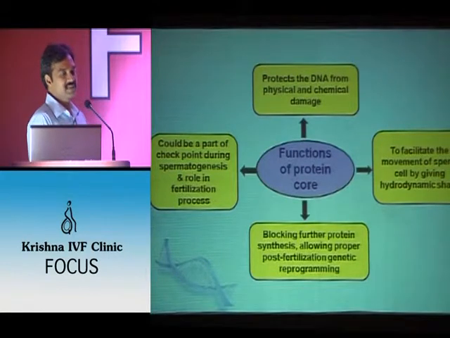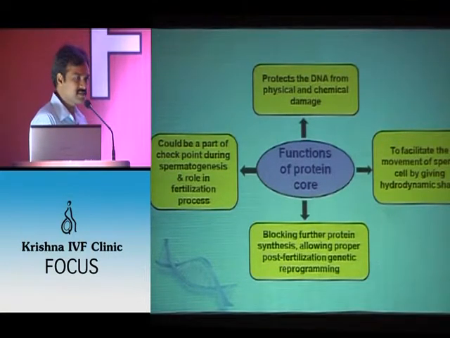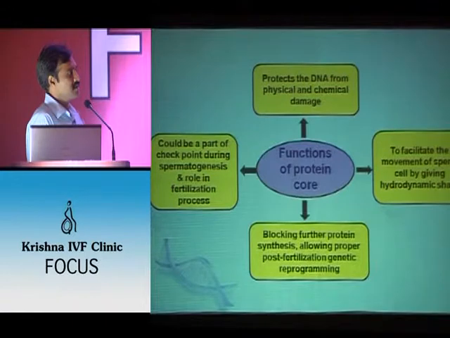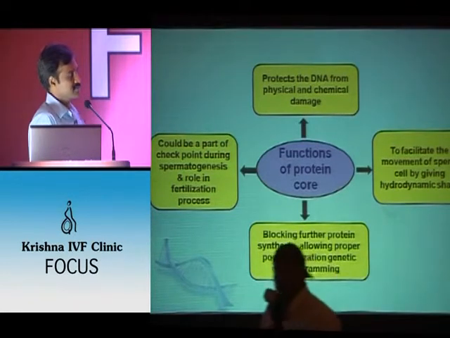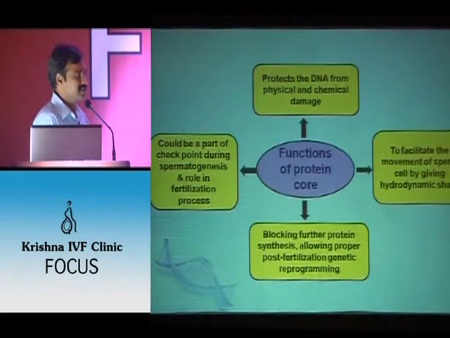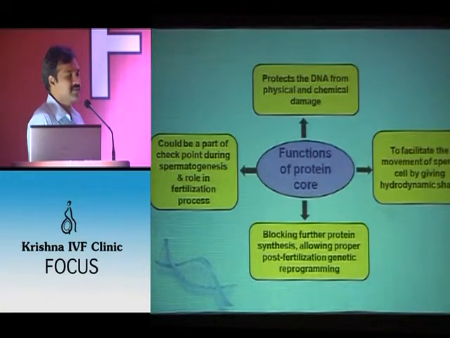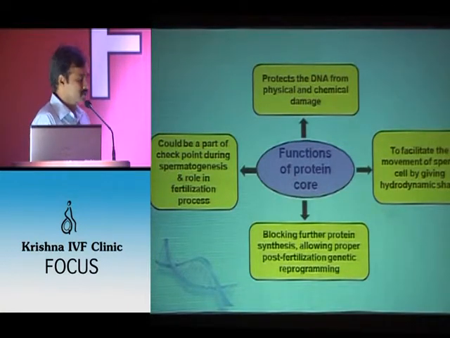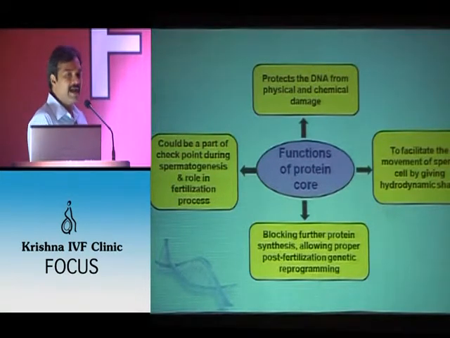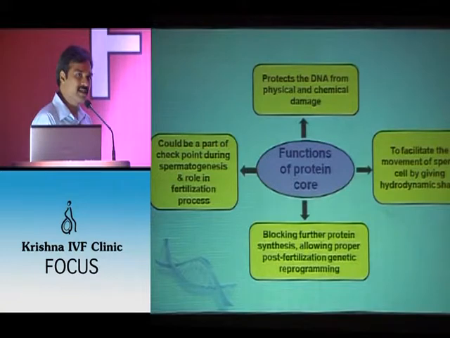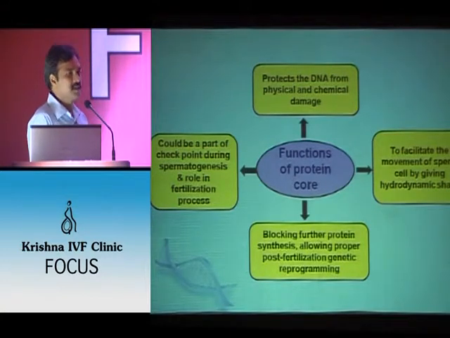damage, especially from ROS, that is reactive oxygen species, and nucleases. And second, to facilitate the movement of the sperm cell by giving hydrodynamic shape. So here, during the final step of spermatogenesis, the histones will be replaced by protamines, thereby the DNA is compressed and the spermatozoa acquires the hydrodynamic shape, thereby it moves fast.